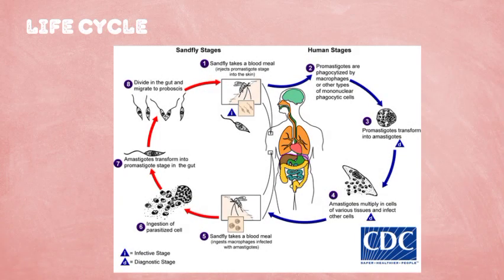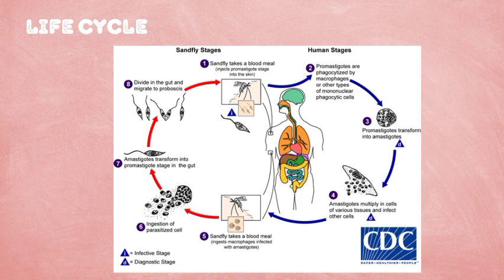Now the life cycle. First is the sandfly stage. The sandfly takes a blood meal, which injects the promastigotes into the human skin, and then the promastigotes are phagocytized by macrophages or other types of mononuclear phagocytic cells. Then the promastigotes transform into amastigotes. The amastigotes multiply in cells of various tissues and infect other cells.